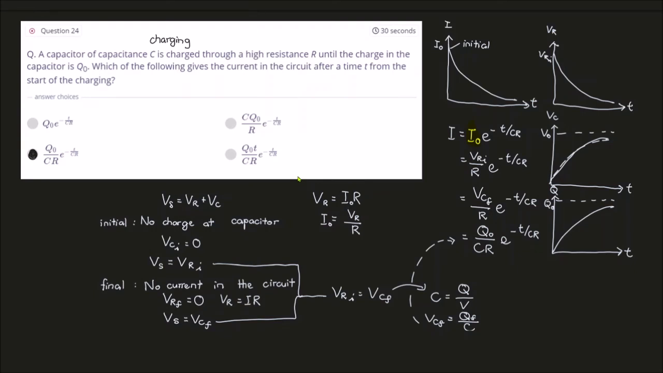So this is how we derive the expression to describe how the circuit current changes with time from the start of the charging. That's all for question 24, and that wraps up our discussion for chapter 2 revision quiz set 1.